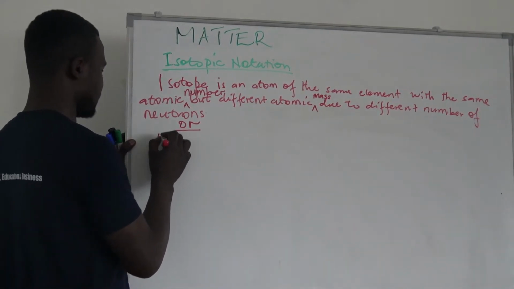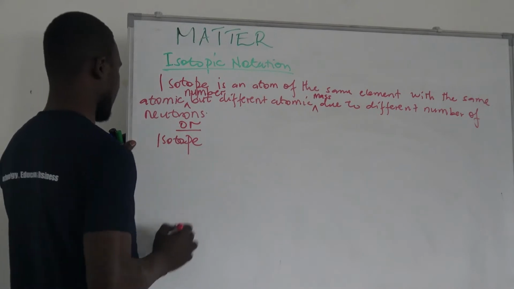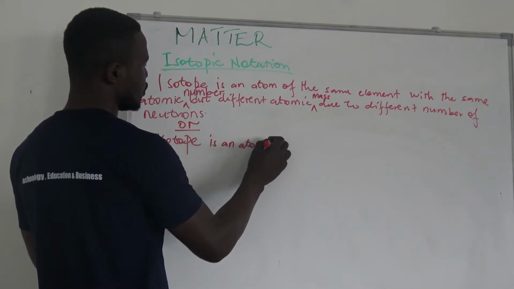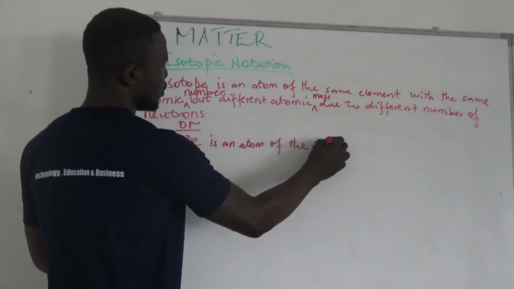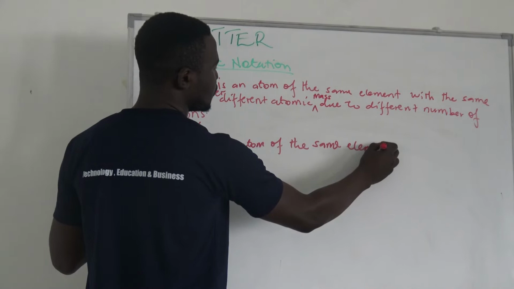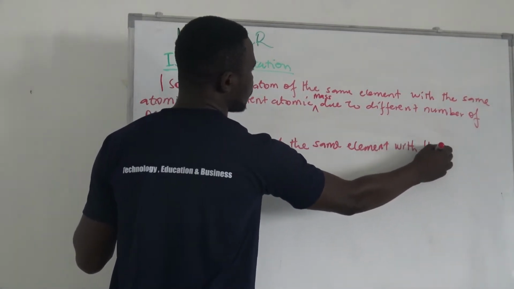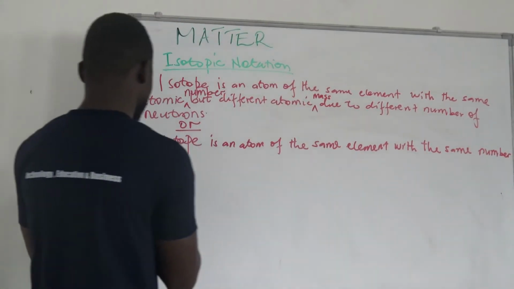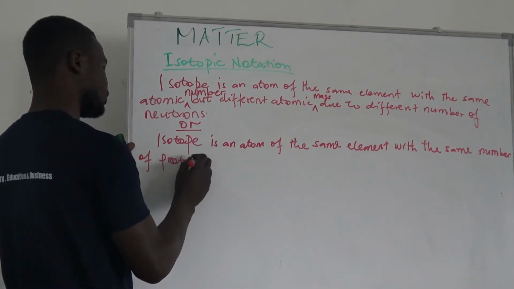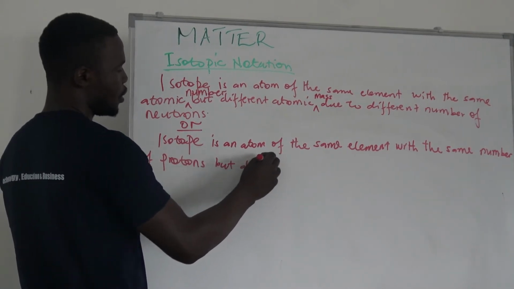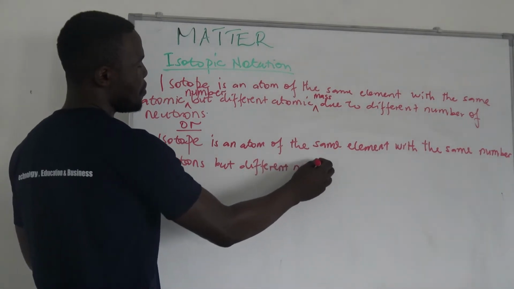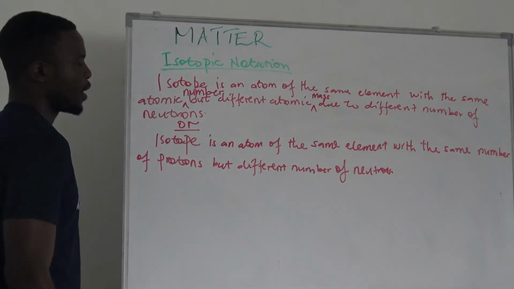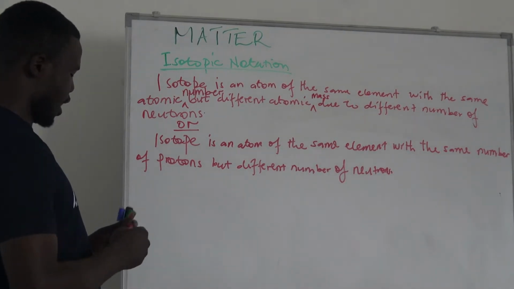So we can also define an isotope as an atom of the same element with the same number of protons but different number of neutrons. That we shall call an isotope.